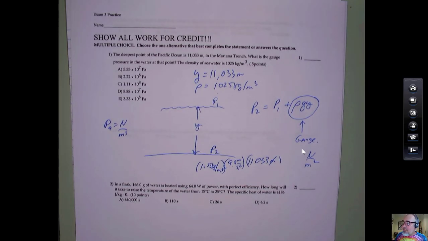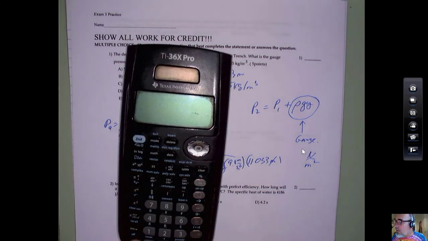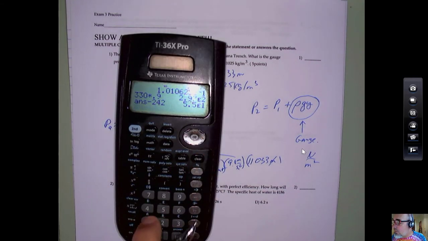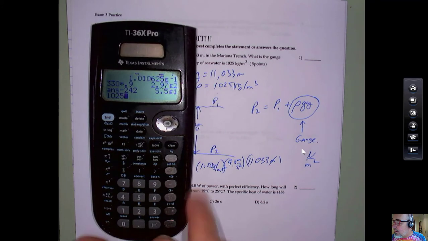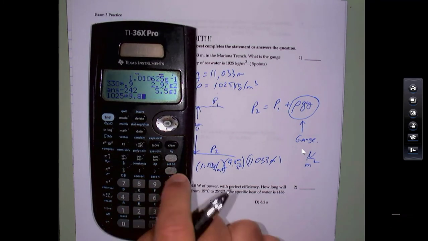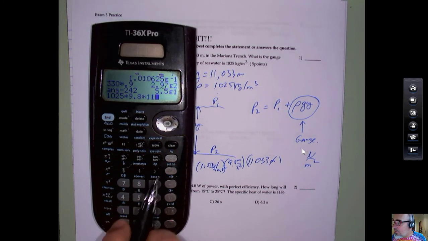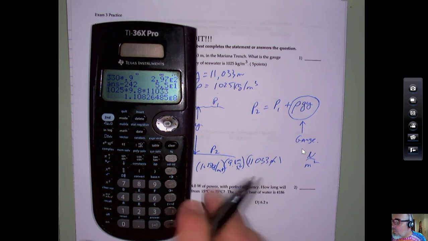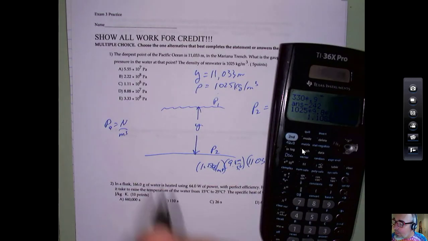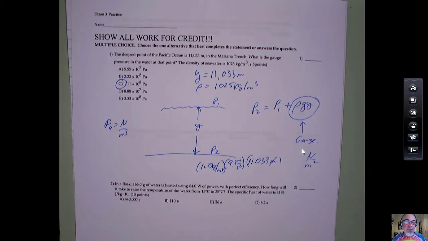Grab my calculator. So 1025 times 9.8 times 11,033 gives 1.1 times 10 to the 8th. Okay, good. Excellent. So you will definitely see some sort of pressure at depth problem. All right, let's look at the next one here.